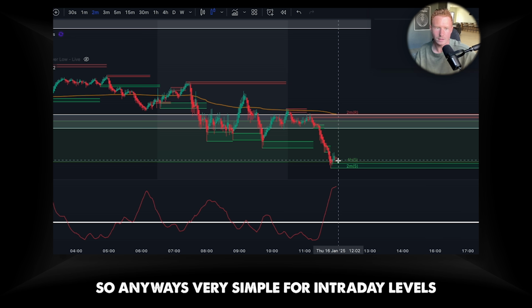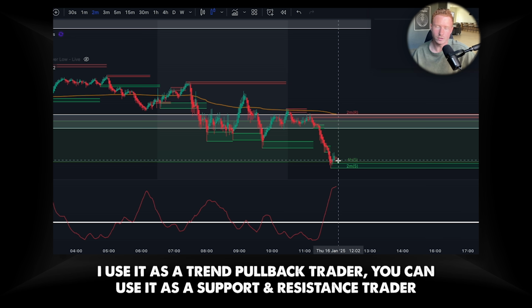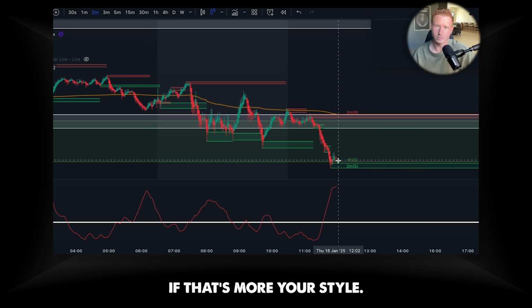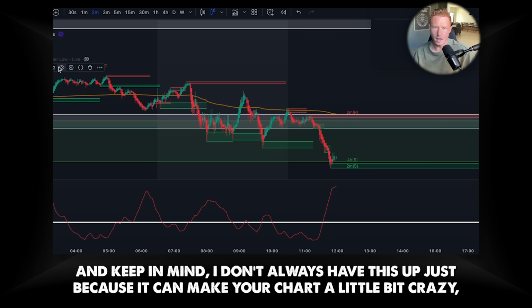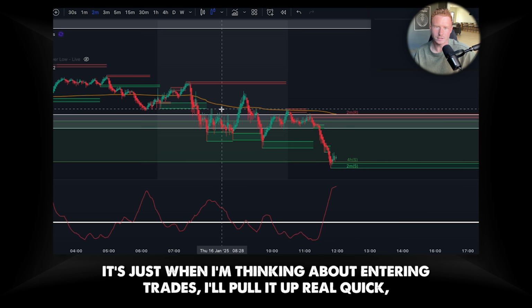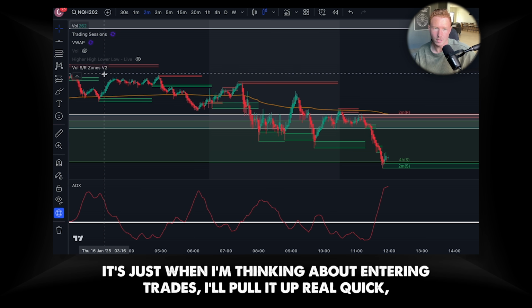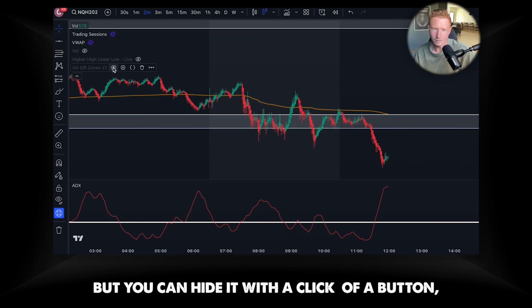So anyways, very simple for intraday levels. I use it as a trend pullback trader. You can use it as a support and resistance trader if that's more your style. But again, I think this is another very helpful indicator that I use every single day. And keep in mind, I don't always have this up just because it can kind of make your chart a little bit crazy. It's just when I'm thinking about entering trades, I'll pull it up real quick. But you can hide it with a click of a button.